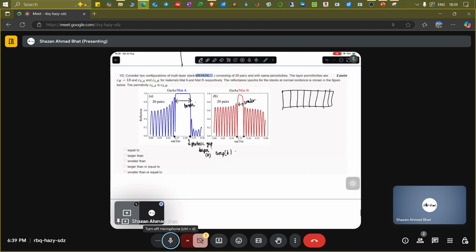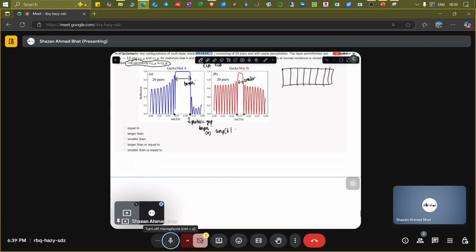But we need to show what is the permittivity of epsilon LA. I mean, we need to compare the permittivity of epsilon LA and epsilon LB. That's what we need to compare. So how are we going to do it?